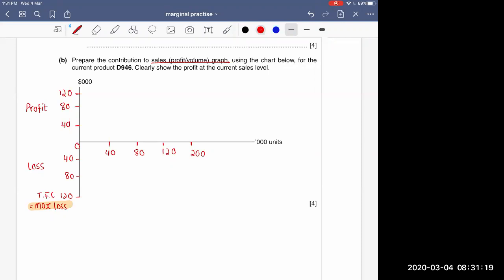सो नाउ वी कैन यूज टू एक्सट्रीम पोजिशंस और टू एक्सट्रीम पोजिशंस हमारे पास क्या है कि सर जीरो output level per we are making a loss of 120,000 this is our maximum loss ka point. Maximum profit kitna hai 200,000 units ke upar we are making a profit of 120,000, sorry 80,000. 200,000 units pe our maximum profit is 80,000.